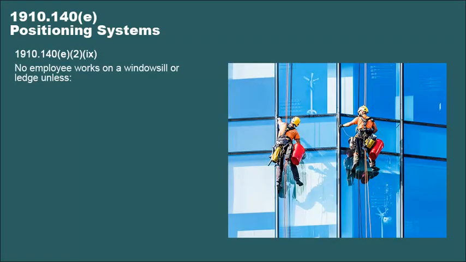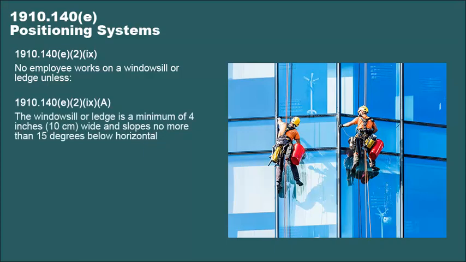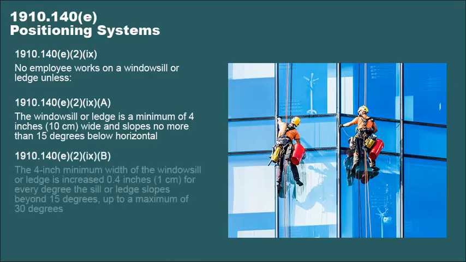Windowsills or ledges should not be worked on by employees unless a windowsill or ledge is a minimum of 4 inches wide and slopes no more than 15 degrees below horizontal, or the 4-inch minimum width of the windowsill or ledge is increased by 0.4 inches for every degree the sill or ledge slopes beyond 15 degrees, up to a maximum of 30 degrees.